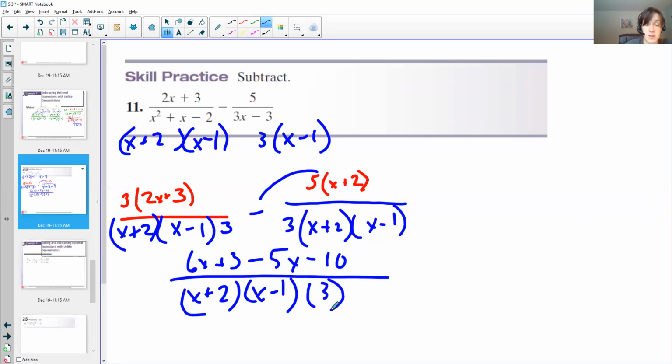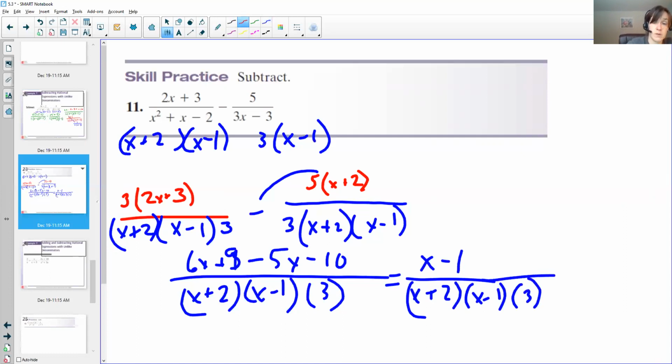So combine the tops. Oh, you know what? 3 times 3 was 9, wasn't it? That should have been a 9. Ha! So x minus 1 over x plus 2, x minus 1 times 3. So what cancels here? Well, the x minus 1s. So that gets me 1 over 3 times x plus 2.